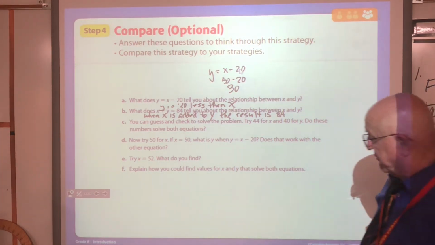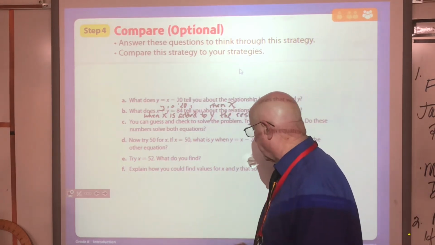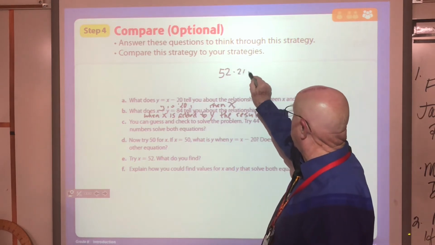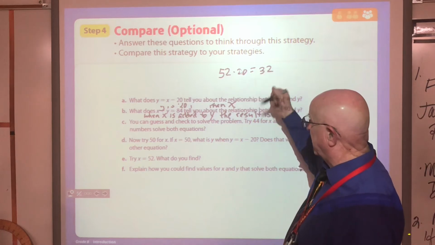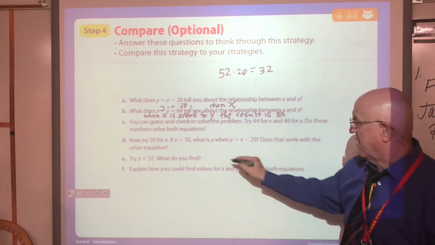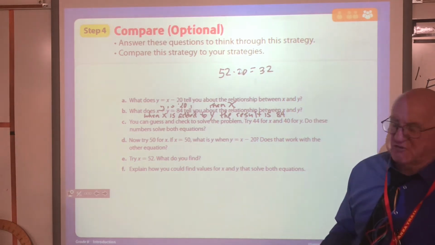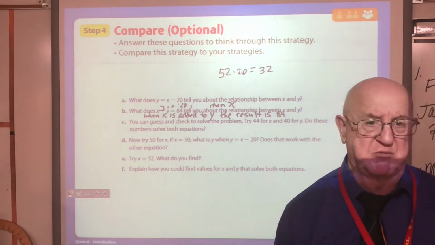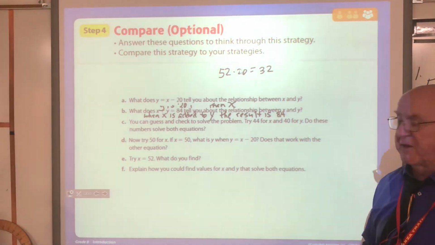But if we put 52 in, we get 52 minus 20, and that's equal to 32. And if we add 52 and 32, then of course we'll get 84. So that will actually work in both equations, but that's not the most efficient way to solve it. The most efficient way is the way I showed you at the start, to eliminate one of the variables and then substitute everything back in.